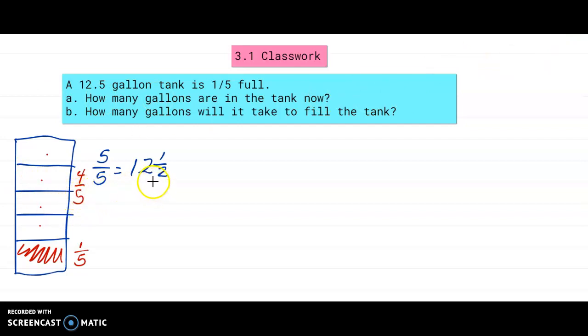All right, now, the first question says, how many gallons are in the tank now? So we need to know what 1/5 of 12 and a half is. So remember that we learned that when we want to know what one fraction of another number is, we multiply. So I'm going to multiply 1/5 times 12 and 1/2.